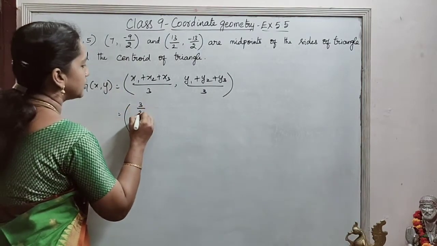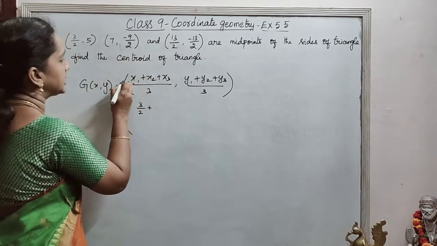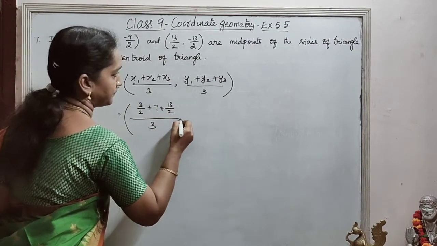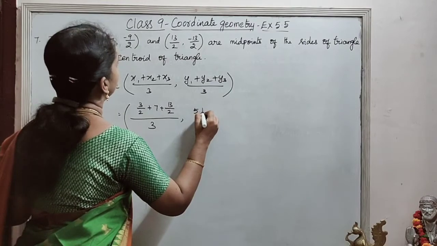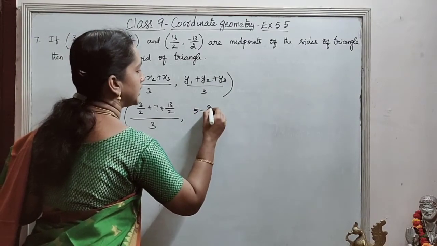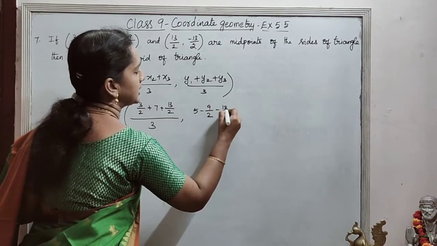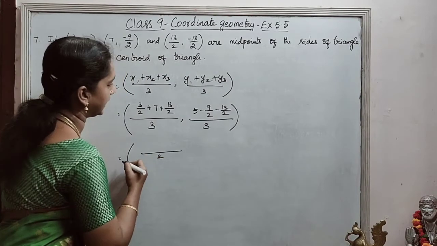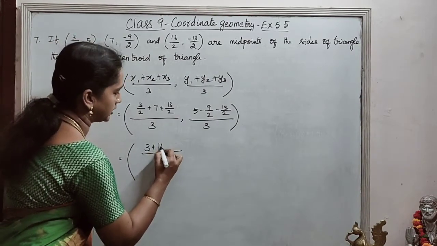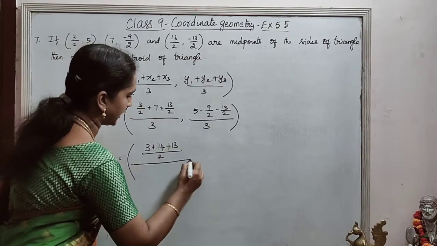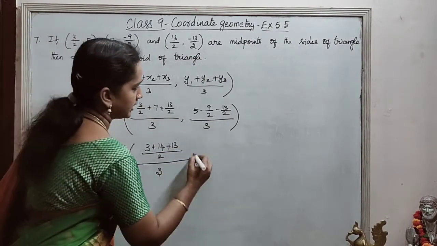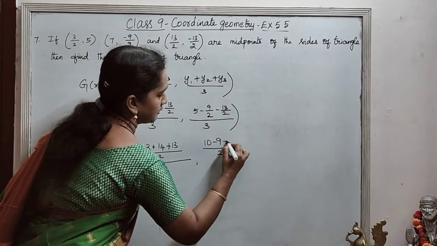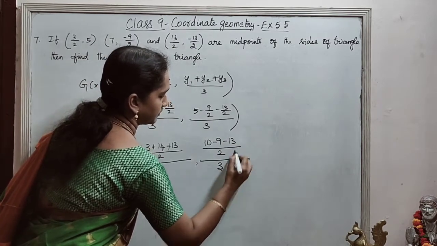So 3 by 2 plus, x1 is 3 by 2, x2 is 7, x3 is 13 by 2, divided by 3, comma y1 is 5, y2 is minus 9 by 2, y3 is minus 13 by 2, divided by 3. When we simplify this, we take the LCM for the numerator. 2 is the LCM. So 3 plus 7 twos are 14 plus 13, divided by 3, comma, in the same way here we take the LCM 2: 10 minus 9 minus 13, divided by 3.